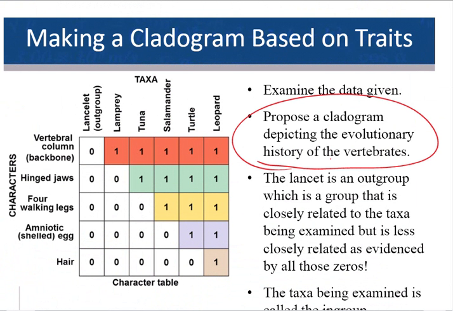By the way, when you see this table, a 1 means that it is present, just like a checklist. So leopards have hair. Leopards also have an amniotic egg, and so on down the line. Okay, tuna have a vertebral column and jaws. They don't have the others. So 1 is like a check mark. The circle or 0 means it's not present. Okay, see if you can draw a cladogram.